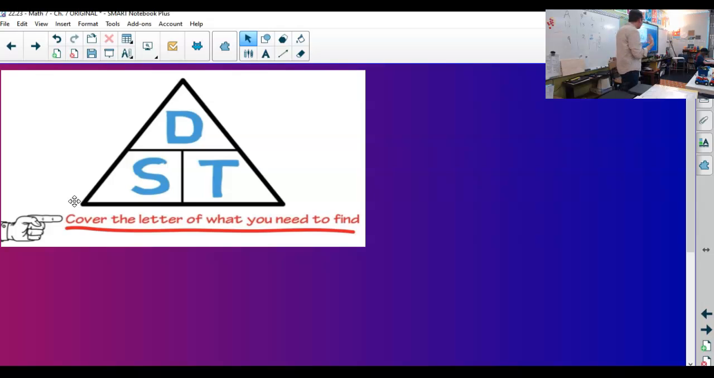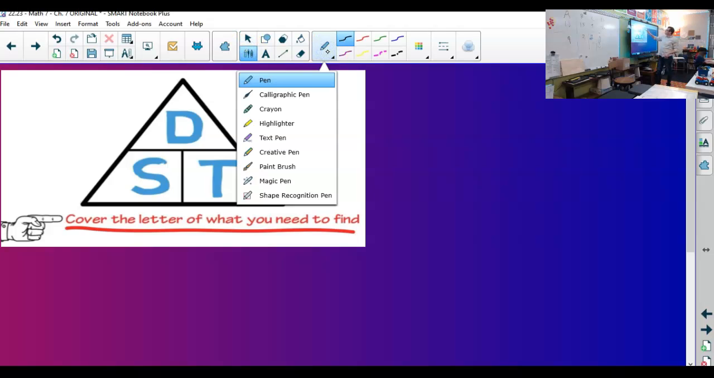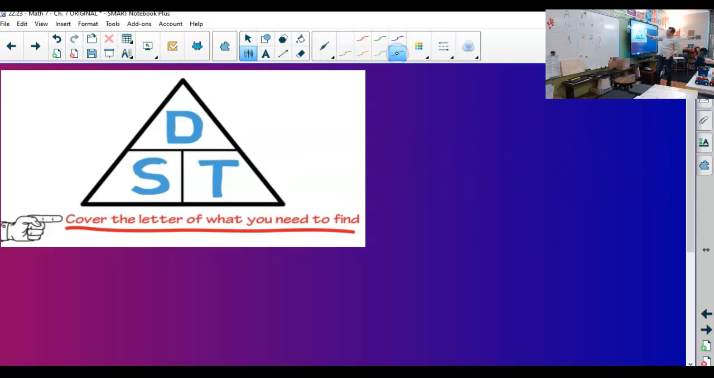No. This is one of those memory trick strategies, whatever you want to say, where you can cover up the letter of what you were trying to find. So what I would write on your paper off to the right side of this, now you could also make a little note here. And I wrote this on your handout above the triangle: time, rate and speed are what with each other?